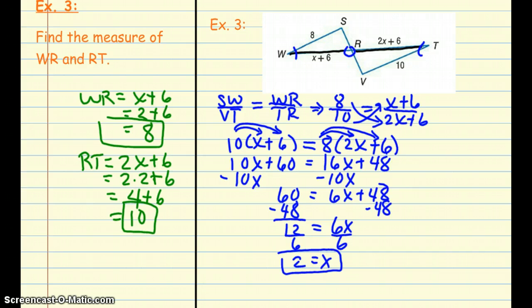So that's it, folks. Writing proportions and using information from similar triangles to find missing lengths.